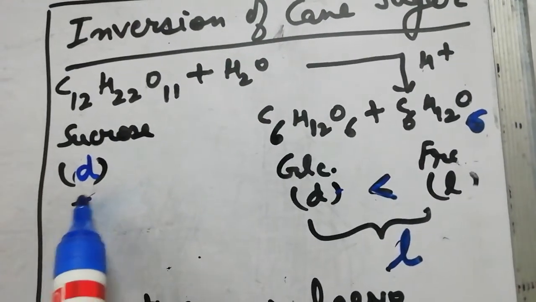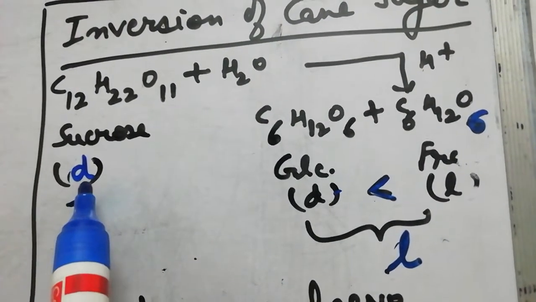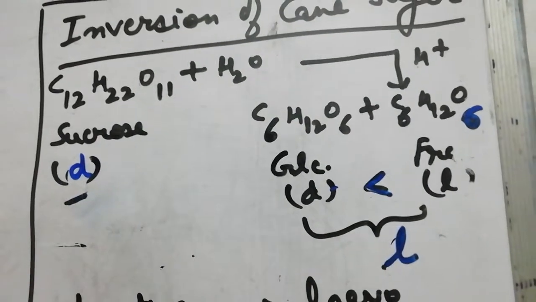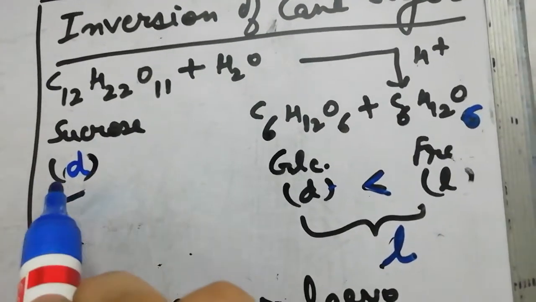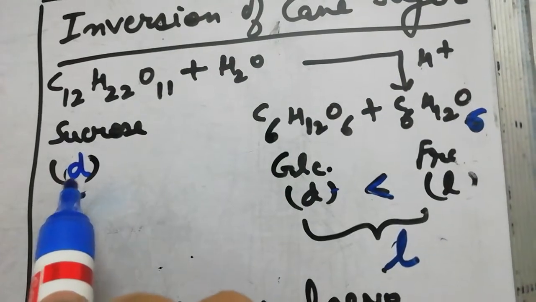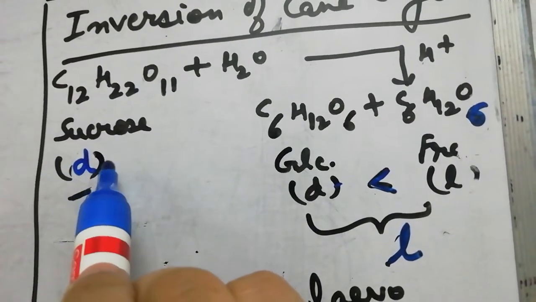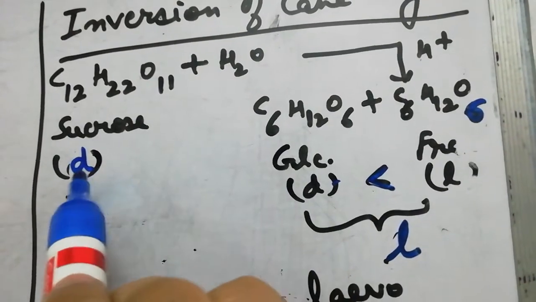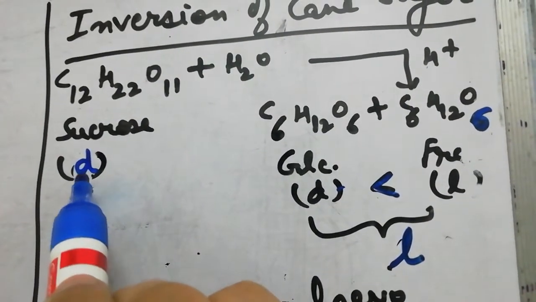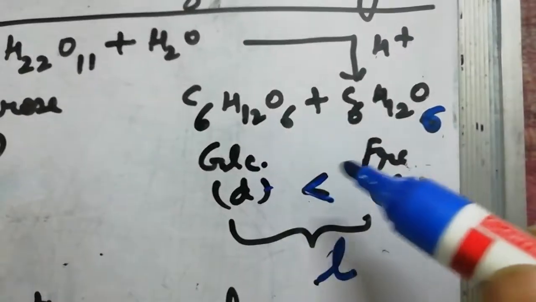Here the sucrose which we have taken is dextrorotatory in nature, written as small d. Dextrorotatory is type of optical rotation. That means the substance can rotate the plane of polarized light towards the right direction. Such substances are called as dextrorotatory in nature. And the product which we are getting is glucose plus fructose.